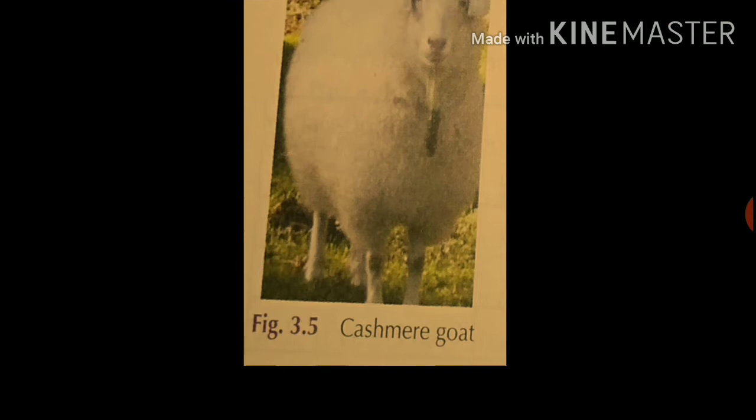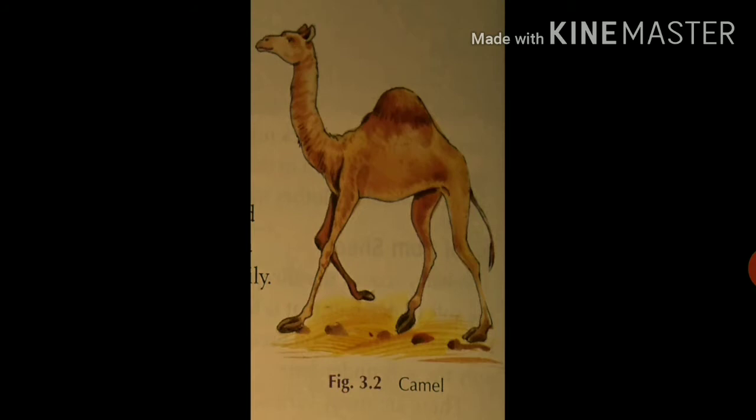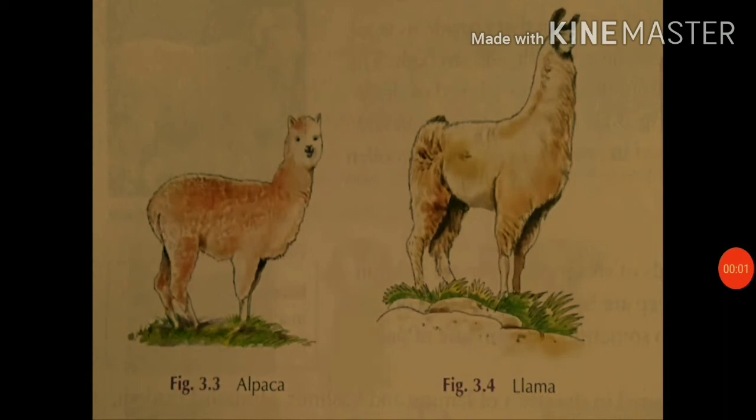Now, let's see the picture of camel. Camel hair is obtained from the very soft and fine fur of the undercoat of the camel. Now, see the picture of alpaca and llama. Alpaca and llama are other animals of the camel's family that give wool. The wool obtained from these animals is soft and lightweight. These animals are found in Peru, Bolivia and Argentina.